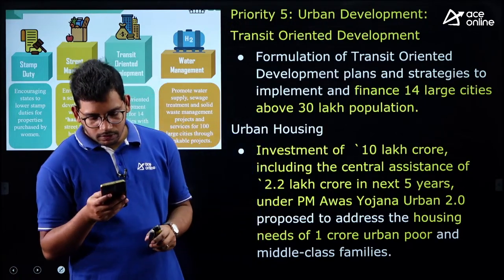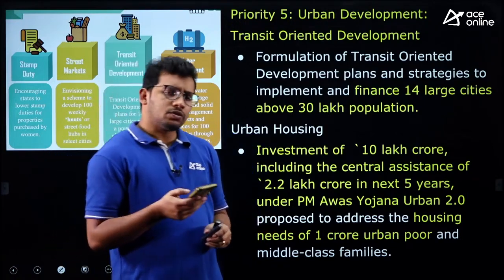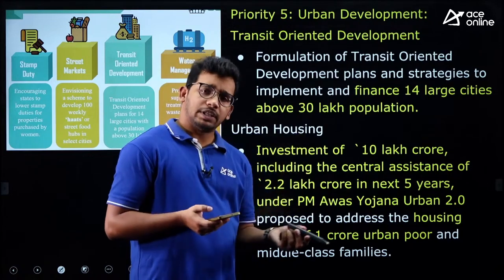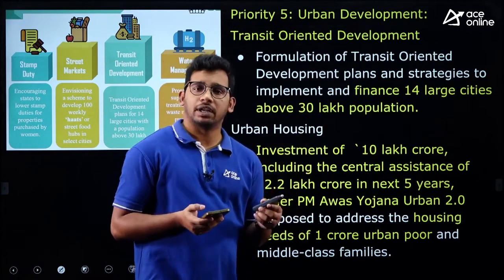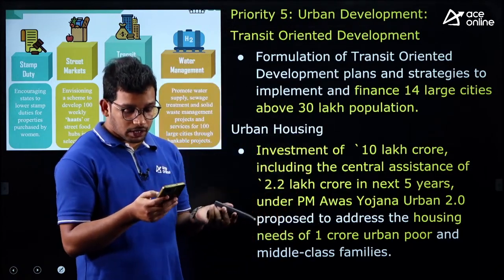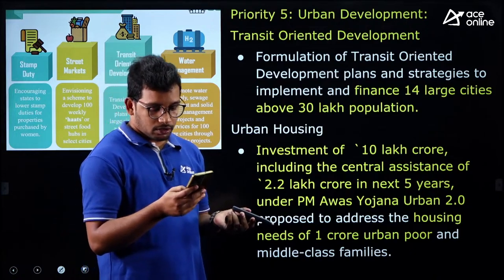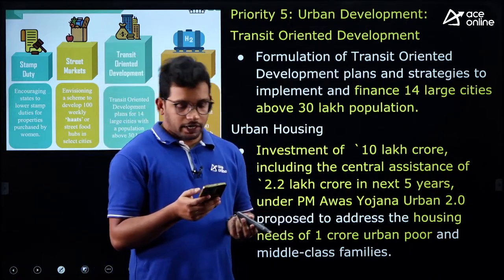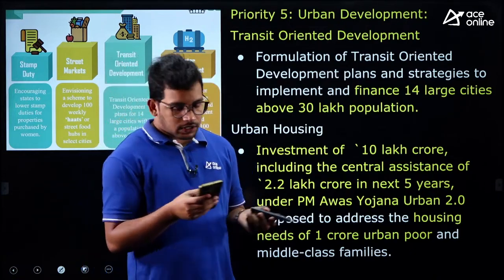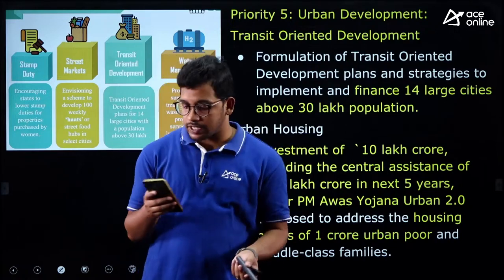Correct. 6,000 will be routed from CSR by the private companies, and 5,000 will be given by the government, right? Right, yes. So this is about priority sector 4.